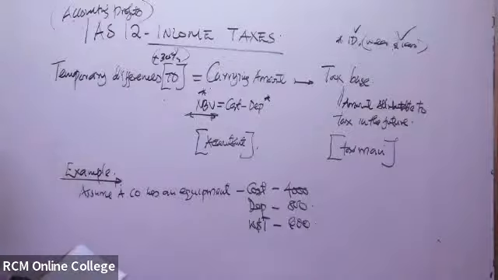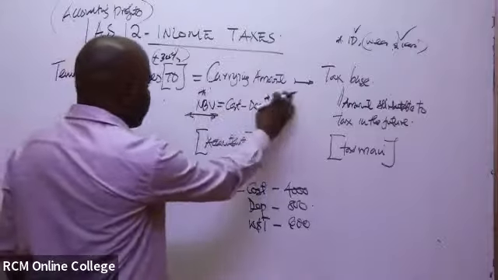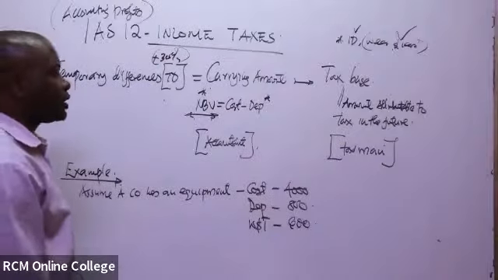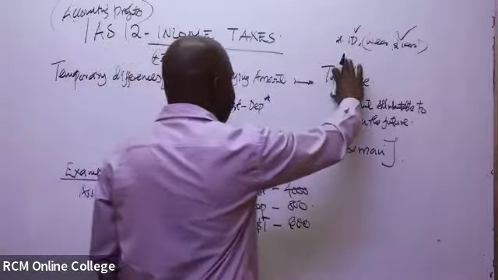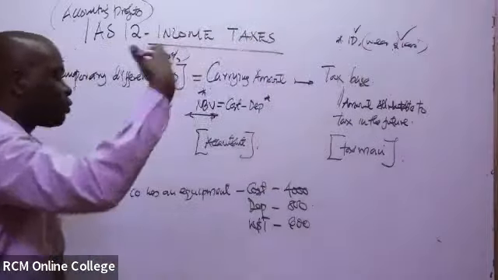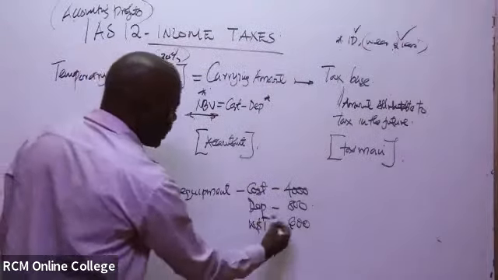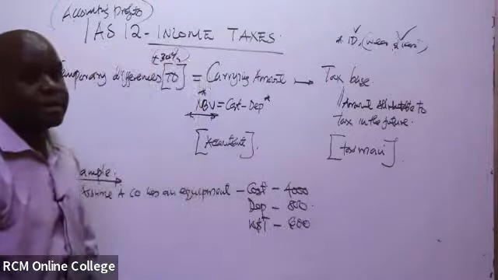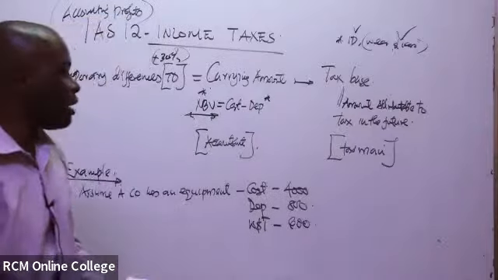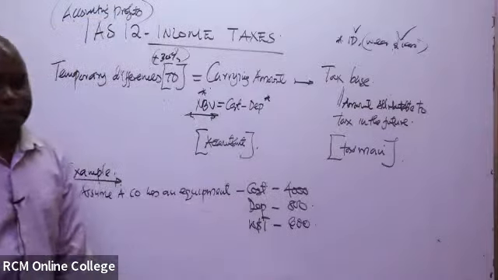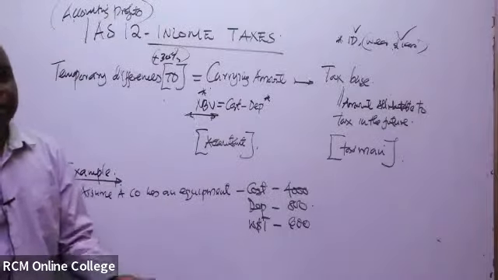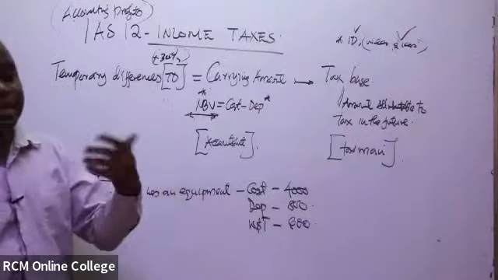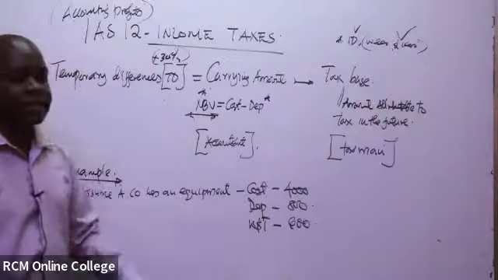So for us to determine the carrying amount, we take the cost minus the depreciation. But to determine the tax base, what the taxman would have considered, we take the cost minus the wear and tear, because depreciation is not considered by the taxman. In taxation, you'll be told that you have to add back depreciation when determining the taxable profits to be taxed. Because the language the taxman understands is only wear and tear.